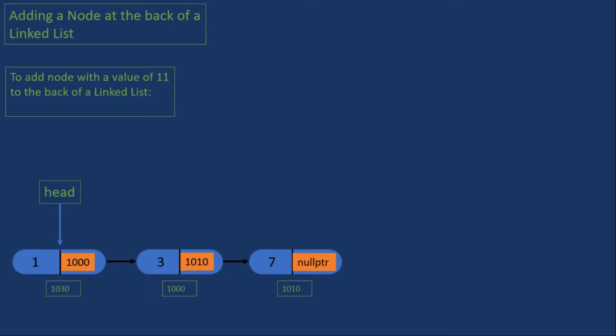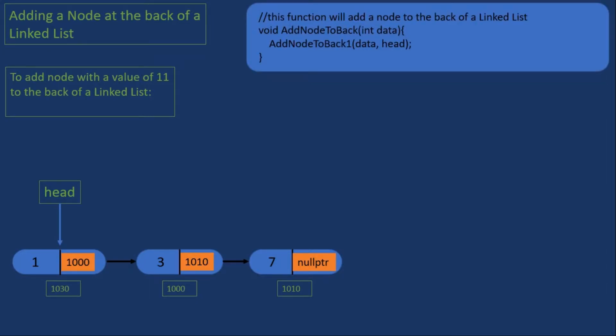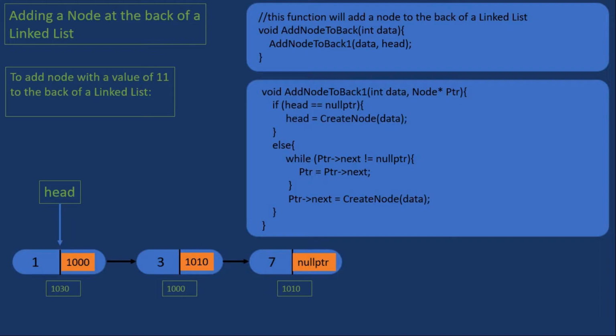And like before, we create a function that will also be a void function and takes in an integer data and only calls another function which will take in the data we want to store and the head node pointer as arguments. We need the head pointer so that we're able to move through the linked list. Let's look at the actual function. It is a void function and takes in data and a node pointer.